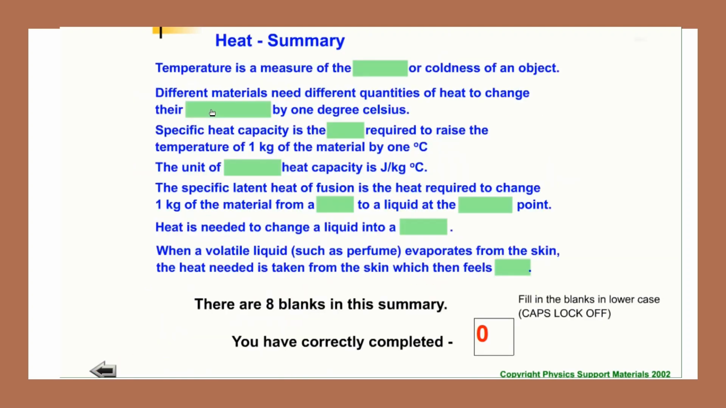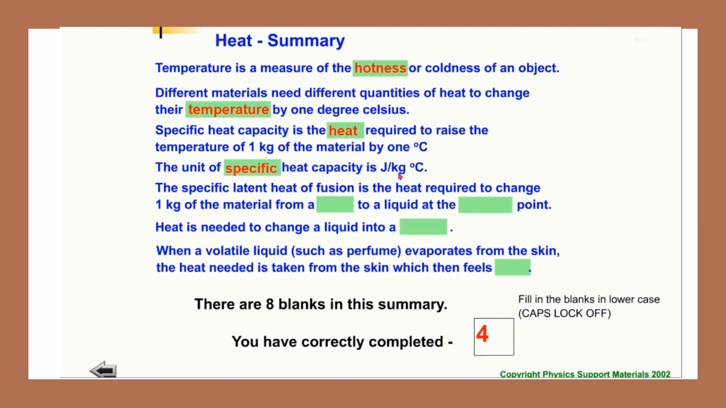So all that's left is an interactive summary for this section. Temperature is a measure of the hotness or coldness of an object. Different materials need different quantities of heat to change their temperature by 1 degree Celsius. Specific heat capacity is the heat required to raise the temperature of 1 kilogram of a material by 1 degree Celsius, or 1 Kelvin.